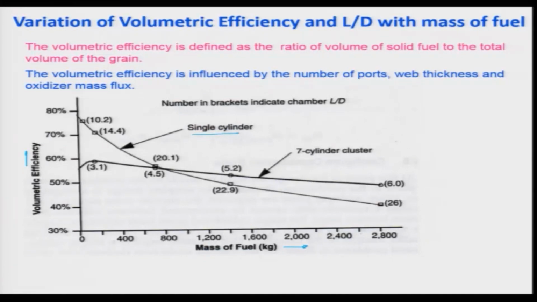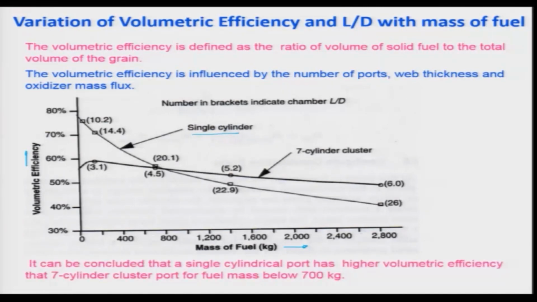And keep in mind, for that one has to increase the L by D ratio. It is changing from 10.2 to 26 when you are using 2800 kg of fuel. So, there is a large change in the L by D ratio. However, there is also a large change in volumetric efficiency, from 76 to around 42 or 43 percent. Whereas the 7 cylinder cluster has a little lower value compared to the single cylinder, particularly for the lower mass, it lowers down only minimally as compared to the single cylinder fuel grain.